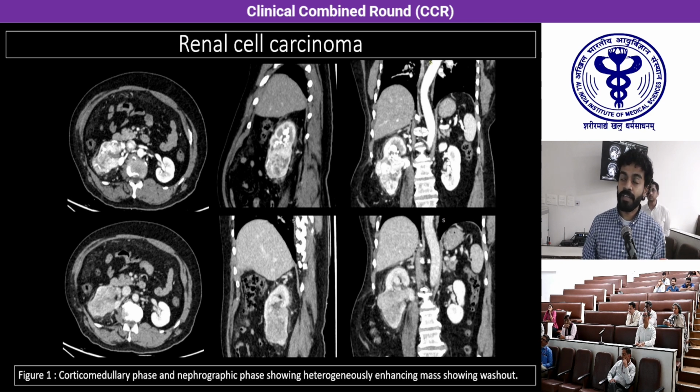The lesion shows non-enhancing areas within, likely suggestive of necrosis. No evidence of fat or calcifications seen within the lesion. There is surrounding fat stranding. There is no evidence of significant lymphadenopathy. Medially, the lesion is extending into the pelvic calyceal system.